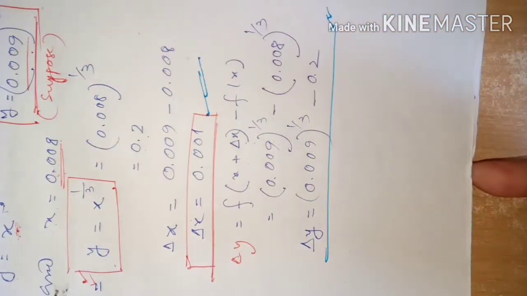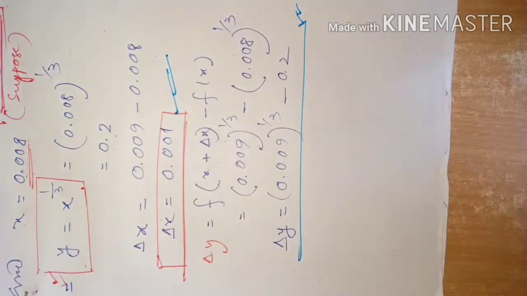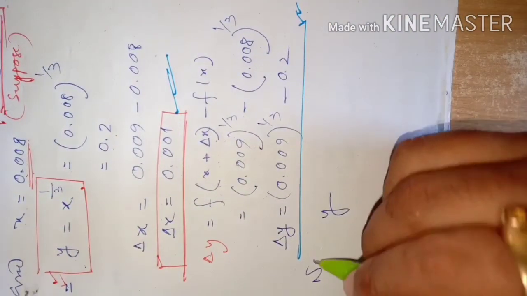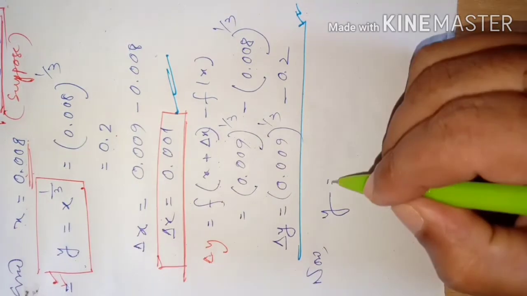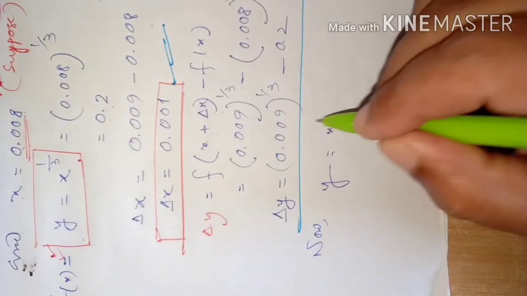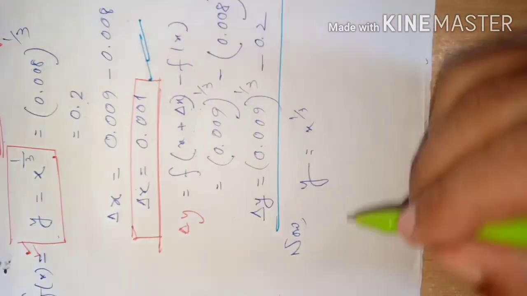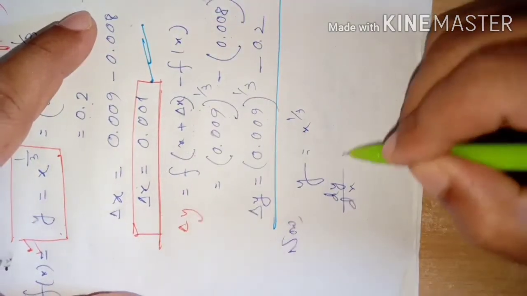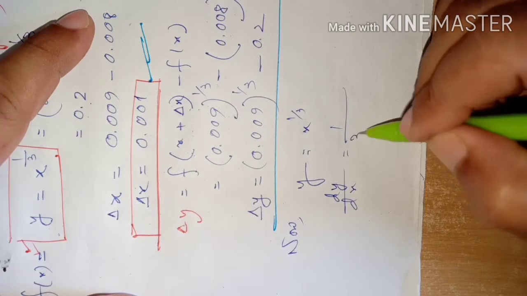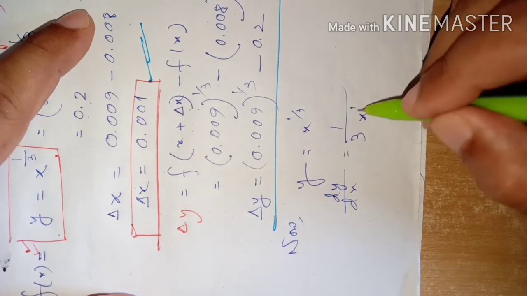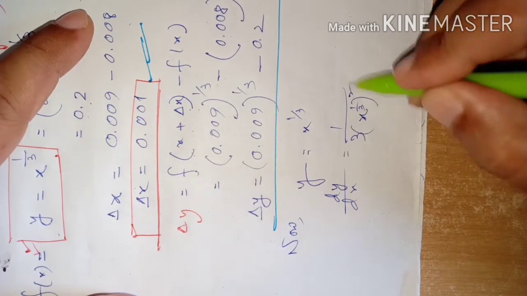Now the third step is like this. Take the function. What is the function? Original function: we have supposed the function is y equal to x to the power of 1 by 3. So we'll write now y is equal to x to the power of 1 by 3. Now we take its derivative, dy by dx. dy by dx will be 1 by 3 x to the power of 2 by 3. 2 by 3 can also be written as x to the power of 1 by 3 whole square.